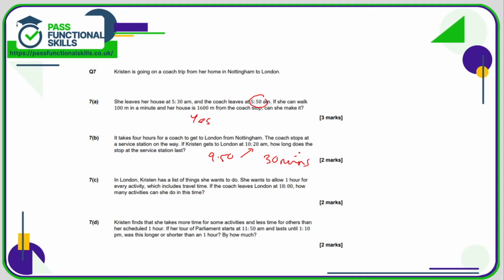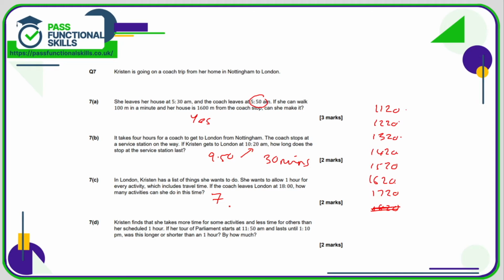Part C. So Kristen's got a list of things she wants to do, and she wants to allow 1 hour for every activity, including the travel time. So if the coach leaves London at 1800 hours, how many activities can she do in this time? Well, we know that she gets to London at 10:20, so 11:20, 12:20, 13:20, 14:20, 15:20, 16:20, 17:20, 18:20, but 18:20 is past the 1800 hours, so she's got time for 1, 2, 3, 4, 5, 6, 7 activities.